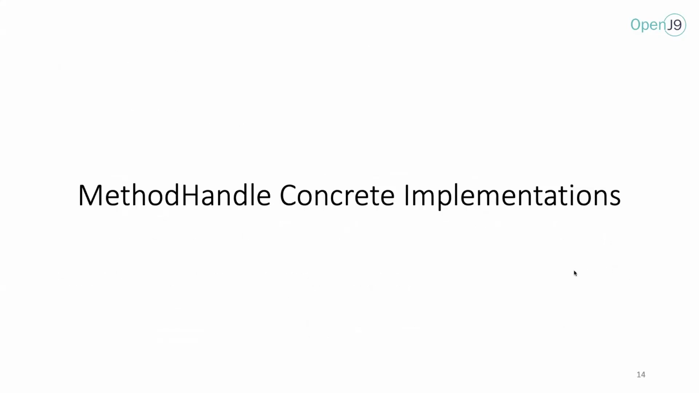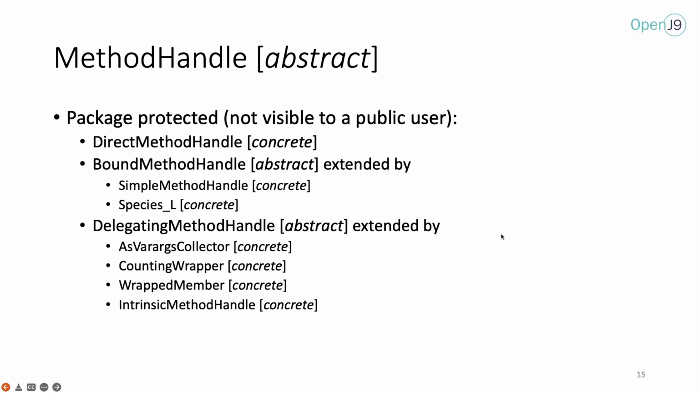So now let's dive into the various classes of method handle that you may encounter when working with method handles. Here are the various types of method handle that you can obtain using the public API. They are either direct method handle, bound method handle, or delegating method handle. We will demonstrate what they are through some examples, and I would suggest referring to the OpenJDK wiki to get a better understanding of them.